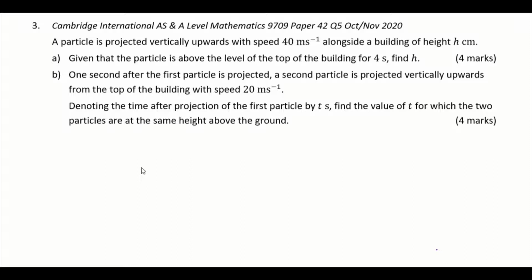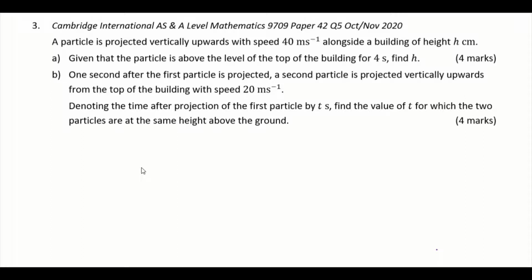Okay, so yeah, I feel it's very challenging, and it's good for us to go through this before you attempt your other past year questions. So let's try to look at this question. A particle is projected vertically upwards with a speed of 40 meters per second alongside a building of height h cm.